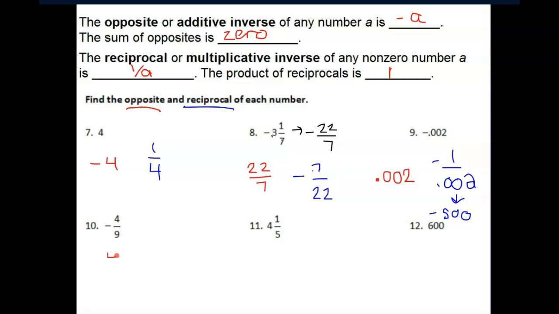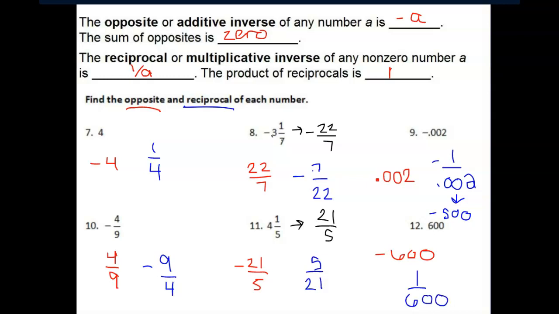Okay, number 10. The additive inverse is 4/9, and its reciprocal is negative 9/4. So again, the negative stays and the fraction flips. For 11, we want to change that into an improper fraction. So you get 21/5. Additive inverse would be negative 21/5, and its reciprocal would be 5 over 21. And last, you have negative 600 as its additive inverse, and 1 over 600 as its reciprocal.